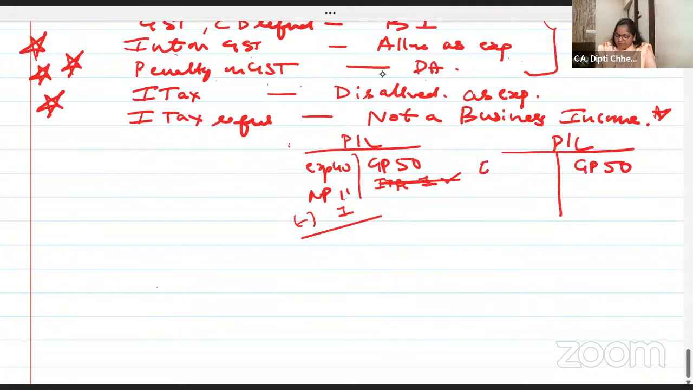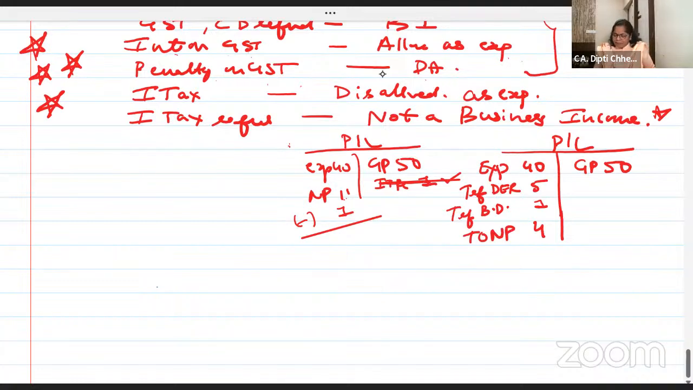See, GP is 50, your expenses are 40. I have written transfer to dividend equalization reserve 5 rupees. I have written transfer for bad and doubtful debts, just a provision. I have made 1 rupee, and now my net profit is 4. Are you all with me? So now your net profit is 4. You have transferred to dividend equalization reserve.